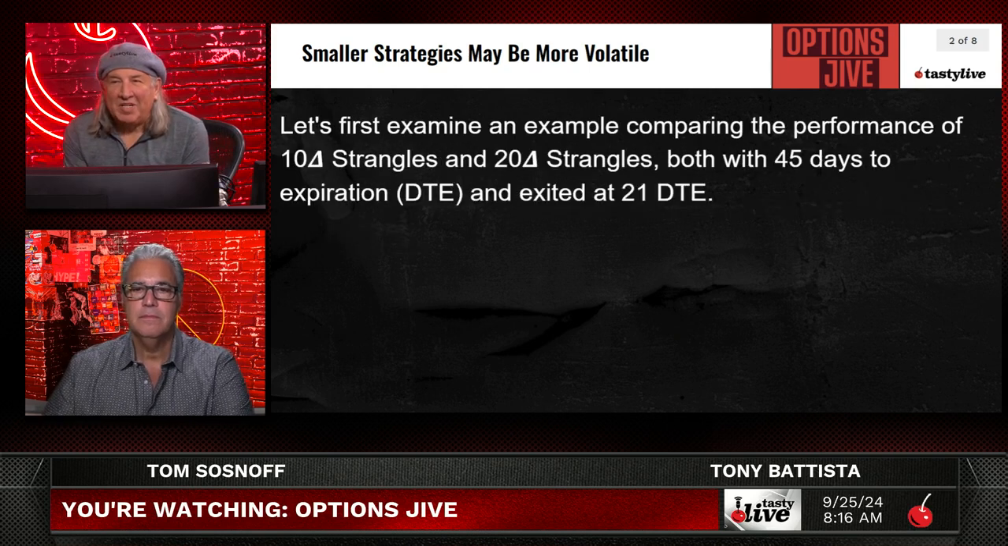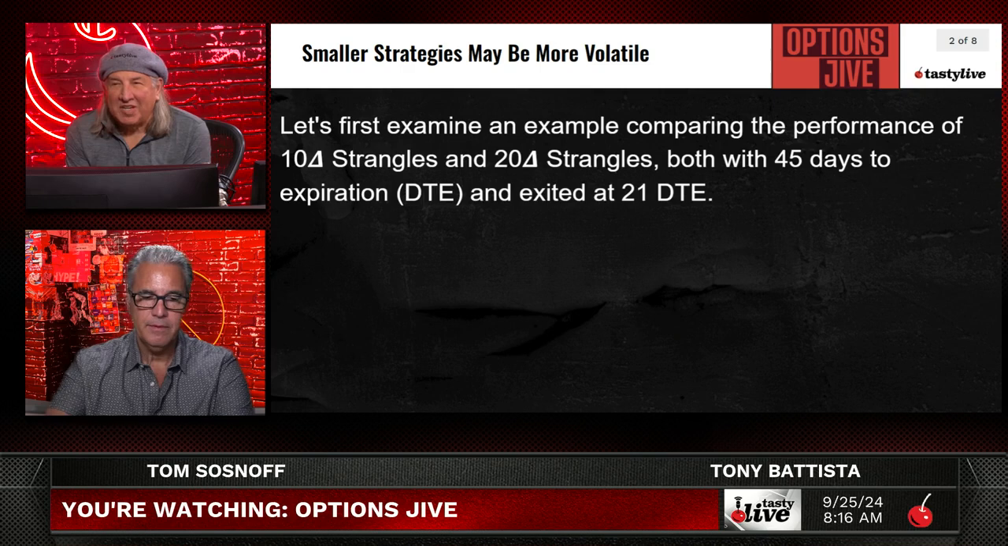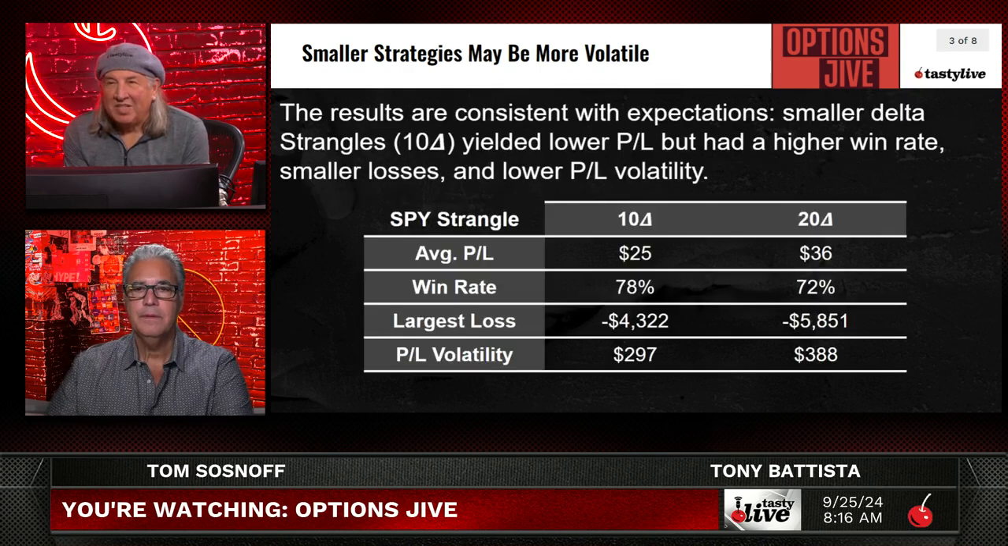First, we're going to examine an example comparing the performance of 10 delta strangles and 20 delta strangles with 45 days to go to expiration. Let's take a look. We're going to manage both at 21 days. Let's go to the next slide, John. The results are consistent with expectations.